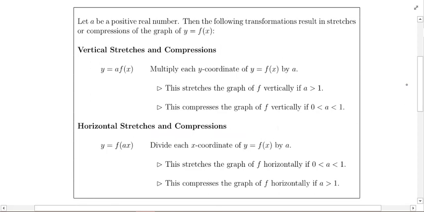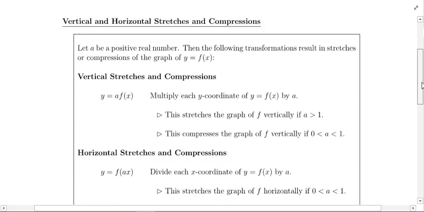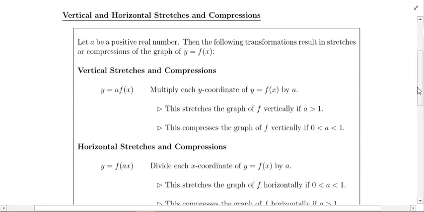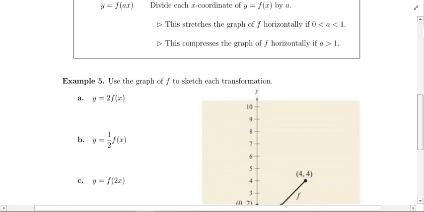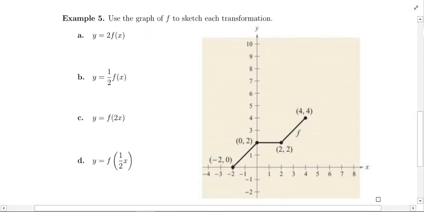And to be honest with you, these rules are kind of confusing if you read through them, okay? I think the best way to learn this particular set of rules is to just jump into an example. So this box will be here for reference if you need it, but again, it may be a little bit confusing because it's kind of mathy. So let's go down and take a look at example 5, okay?